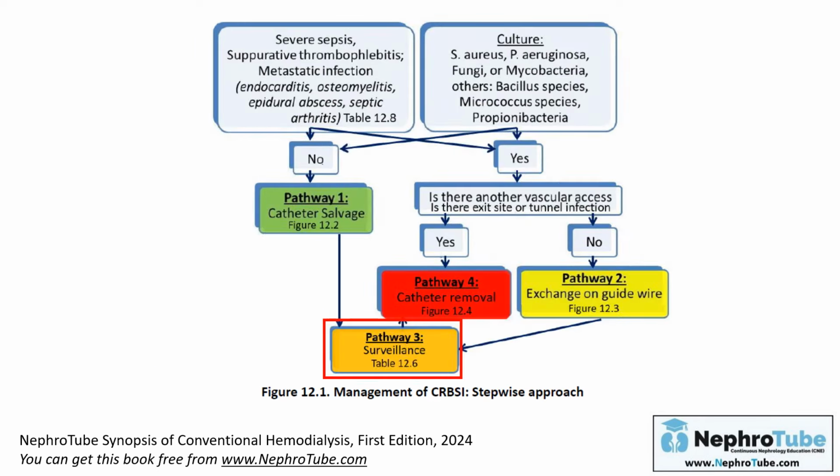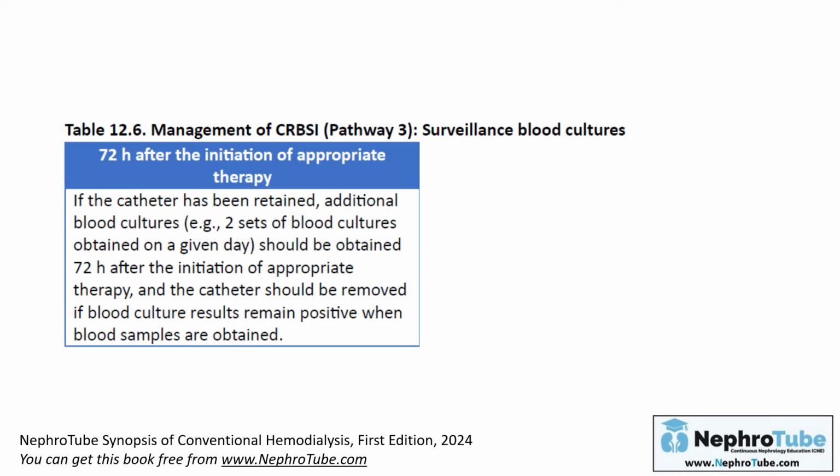Regarding the surveillance pathway, what we have to do in these 2 cases, pathway 1 and pathway 2, where there is a catheter left in place, is follow these catheters by new cultures. First, obtain 2 sets of blood cultures 72 hours after the initiation of appropriate therapy. And if they are still positive, you have to remove the catheter.